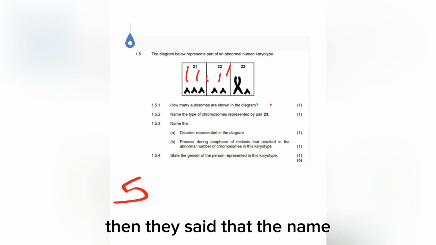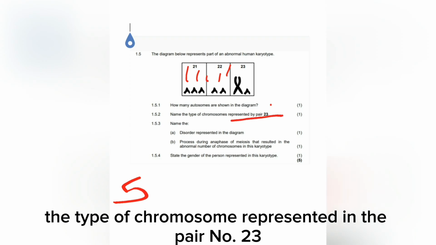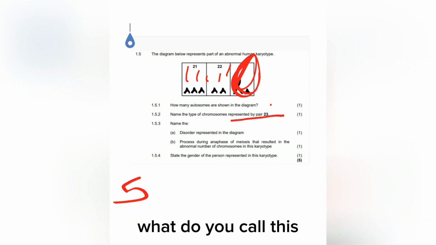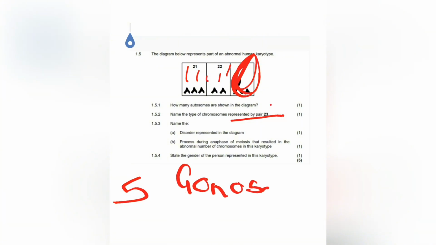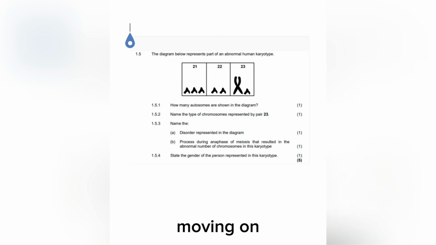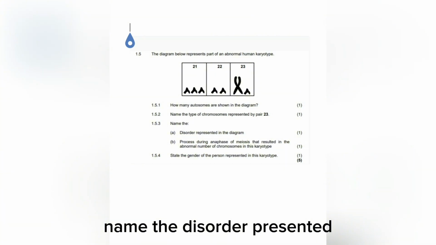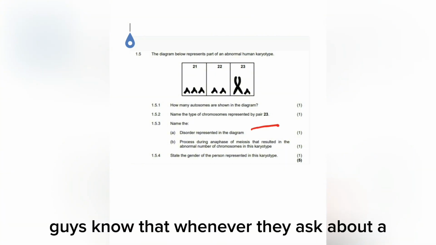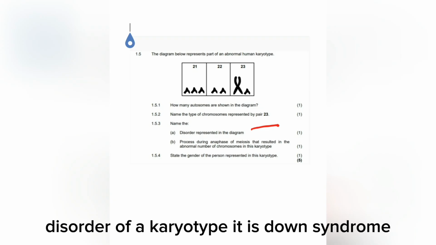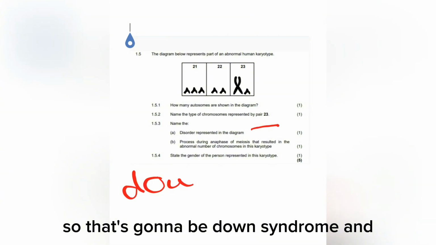Then they say, name the type of chromosome represented in the pair number 23. What do you call this? I just told you that it's called a gonosome. Right? Moving on, they say, name the disorder represented in the diagram. So you guys know that whenever they ask about a disorder of a karyotype, it is Down syndrome. So that's going to be Down syndrome.